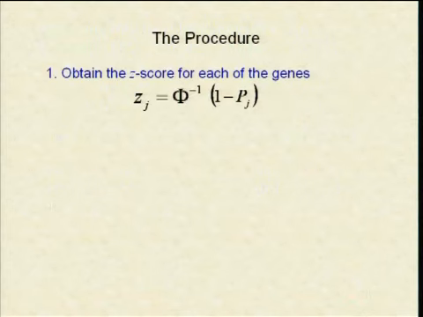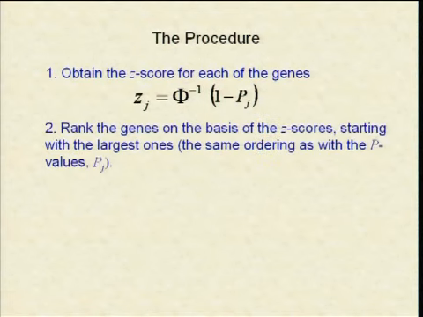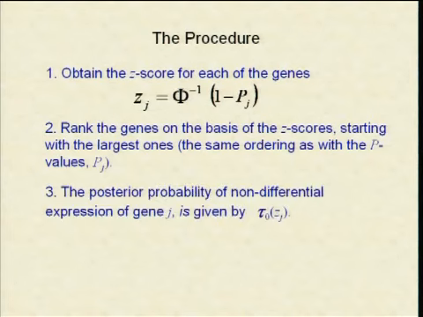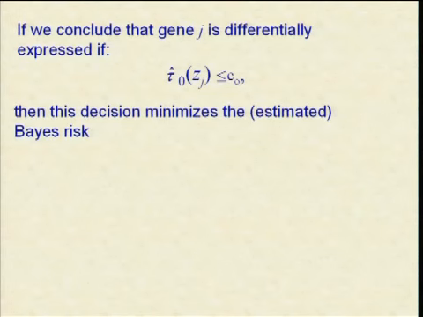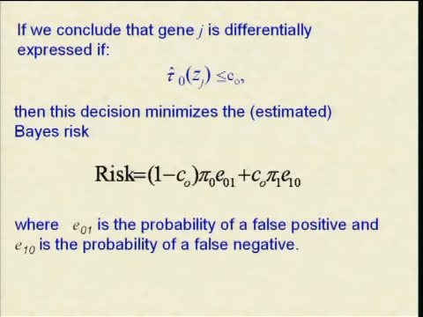So the procedure, as I say, is quite simple. We've got a test statistic which gives us a p-value, which we convert to a z-score, and then we rank the genes on the basis of these z-scores, and then we work out these posterior probabilities, and then we declare a gene to be differentially expressed if its estimated local FDR is less than some constant C0. And if you want to link this up with the Bayes risk, it's equivalent to minimising this particular quantity here, where these are the two types of error rates.